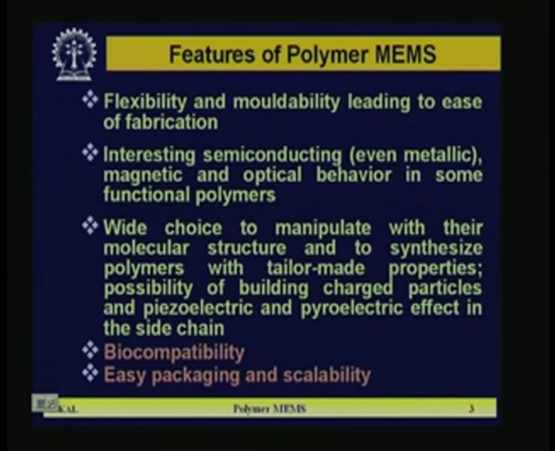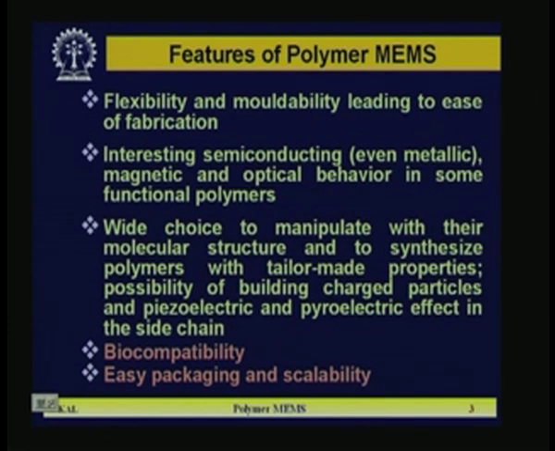Another important point is that earlier people used polymers as just a plastic material, but now they are showing interesting semiconducting properties. Sometimes even metallic behavior is obtained in polymer. Also, in some of the functional polymers we found that they have magnetic and optical behavior. So, for magnetic devices and optical devices polymer can be used. So, you will have a wide choice to manipulate the polymer material during synthesis, during the development stage of the polymer, so that you can have tailor made properties as you wish.